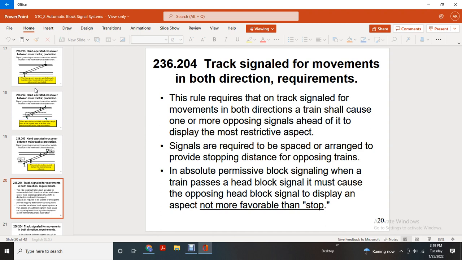A train shall cause one or more opposing signals ahead to display the most restrictive aspect. Signals require that there be space in the range of the provided stopping distance for an opposing train. Absolute permissive block signaling.